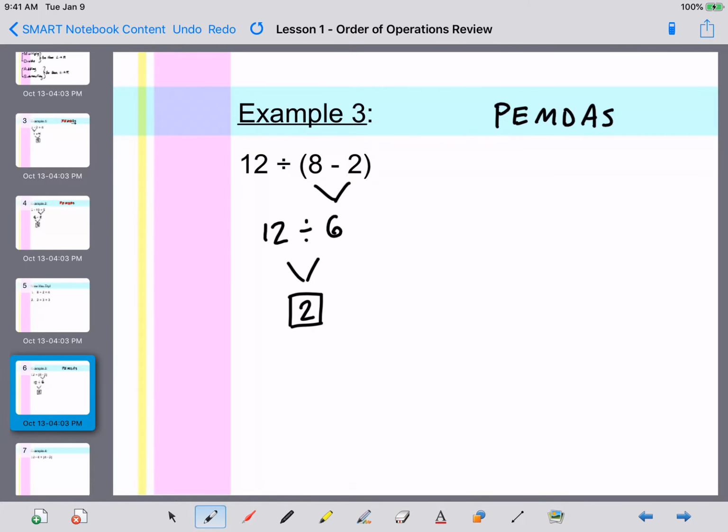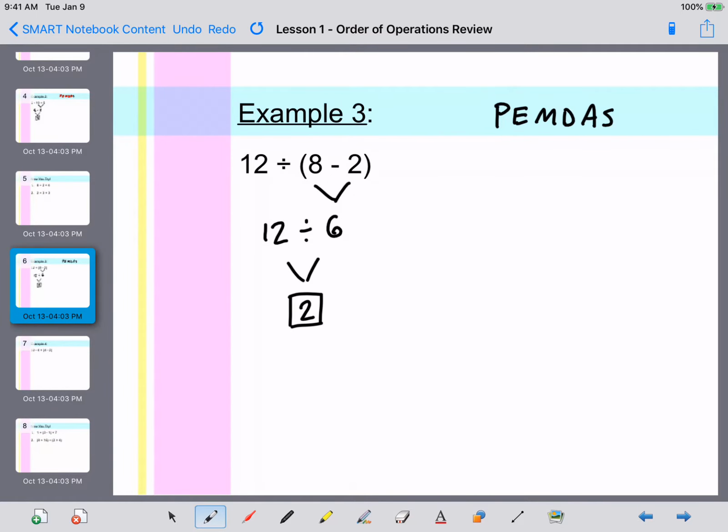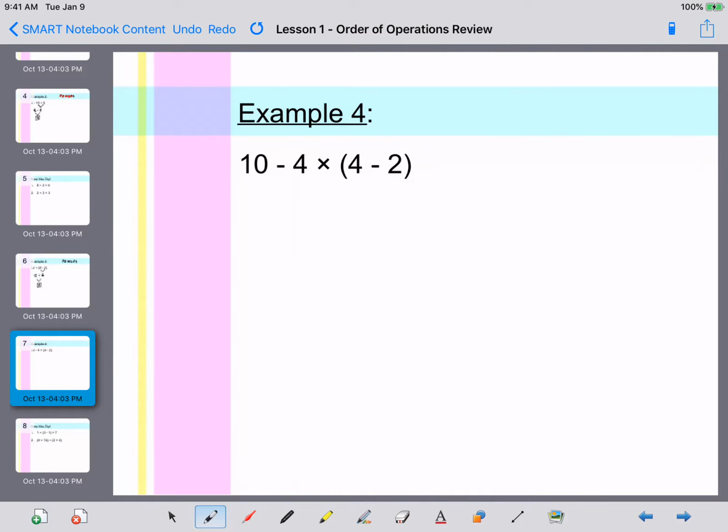Okay, let's do one more example and then you'll get a chance to practice some problems with parentheses. Our last example for today has 3 different operations in it. So let's see where to start. If we think about PEMDAS, we do have parentheses. So we're going to start there with P. 4 minus 2 is inside of the parentheses. So we do that operation first. And now we just drop down the rest of the problem. So we have 10 minus 4 times, and now this part gives us 2.